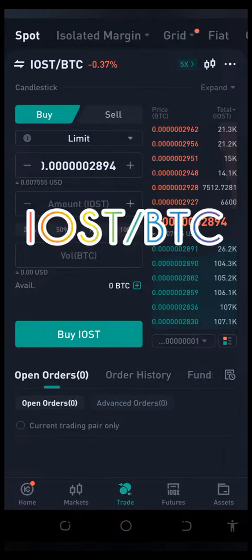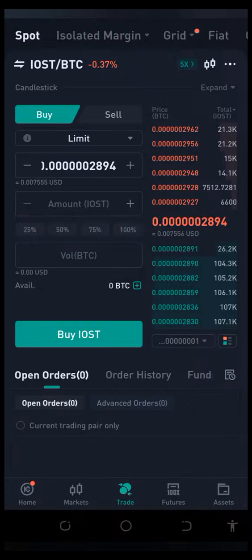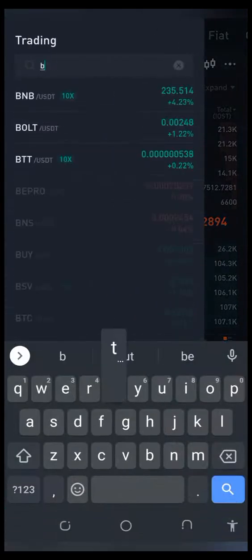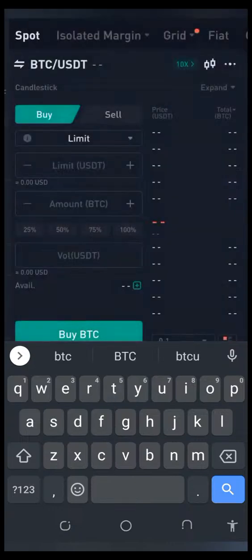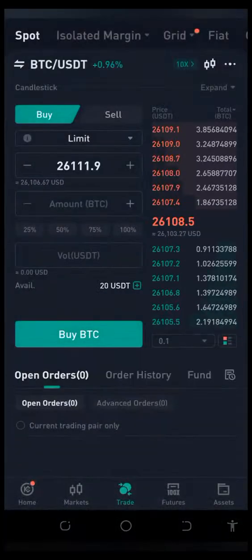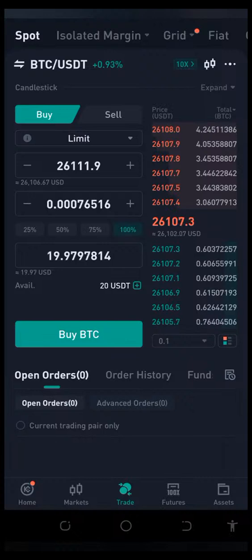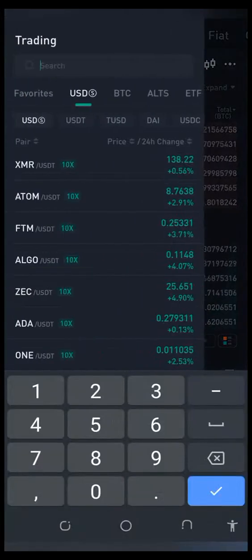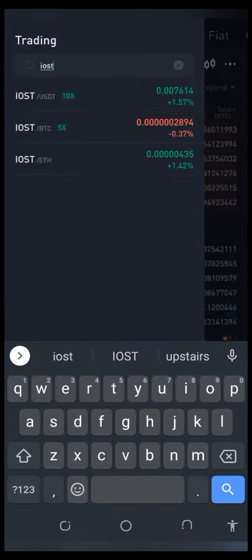I've got IOST BTC. So we're first of all going to have to buy BTC. Now we have our usual $20, so we're going to first go to BTC and see how much we will get. We're just going to pick up the 100%. We will get 0.000766516. Let's just cut that and quickly run back to our IOST BTC.